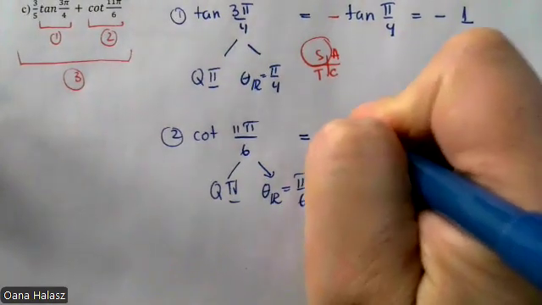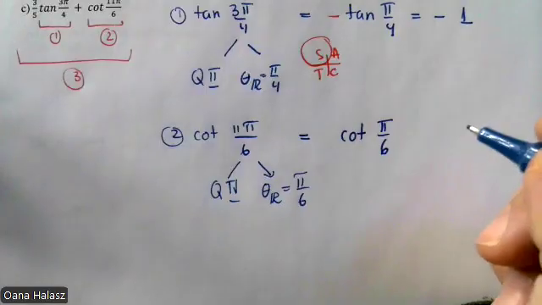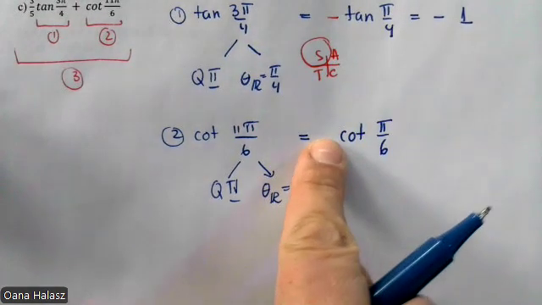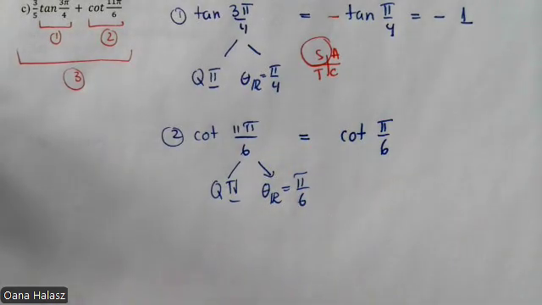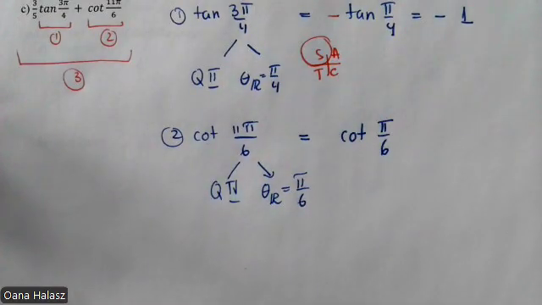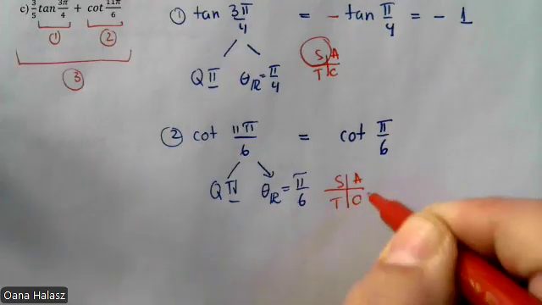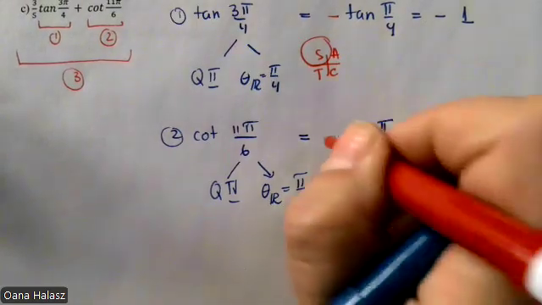So it equals cotangent of pi over 6. Then we think about the quadrant that will give it the appropriate sign. We're in Quadrant 4. Based on the CAST rule, in Quadrant 4 only cosine and secant are positive. The other ones are negative, so we have a negative here.